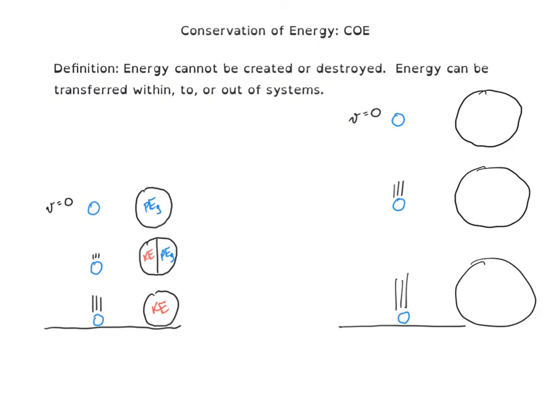Okay? So, once again, initially, all I have is gravitational potential. Halfway down, some of that gravitational potential has now been transferred to the kinetic energy account. And then finally, right before it hits the ground, all of that gravitational potential has been transferred to the kinetic energy account.